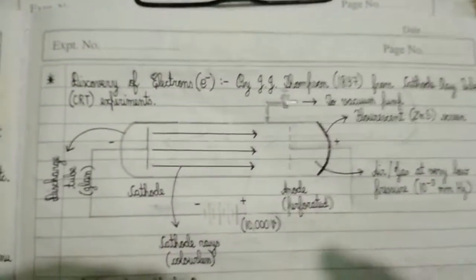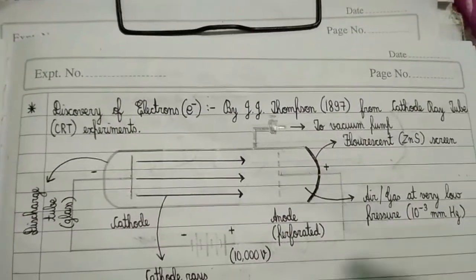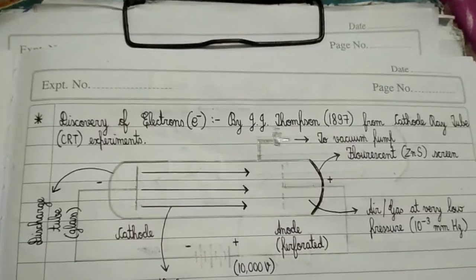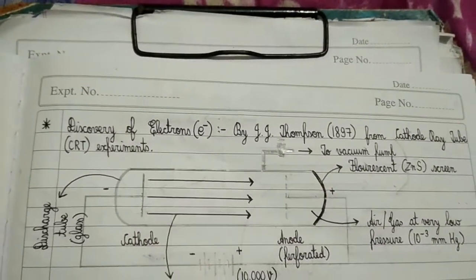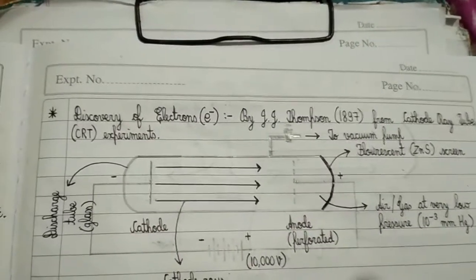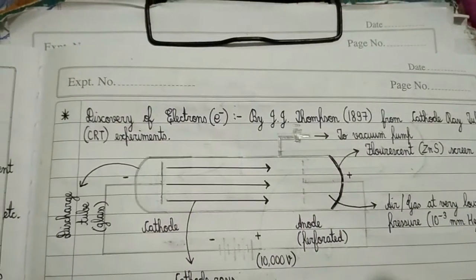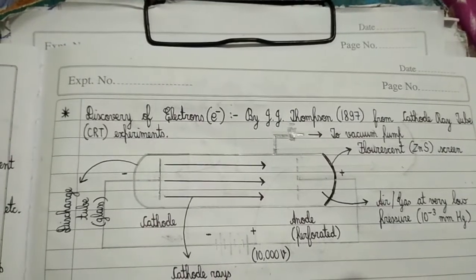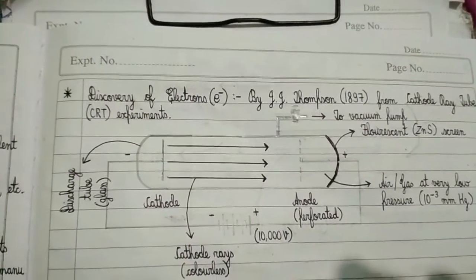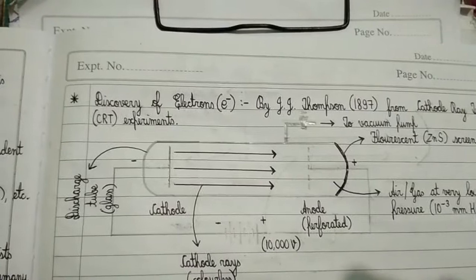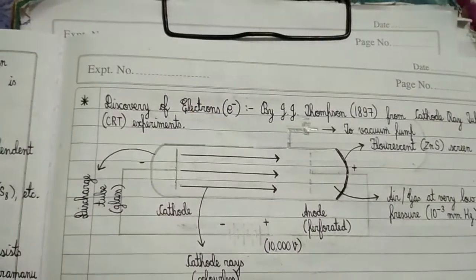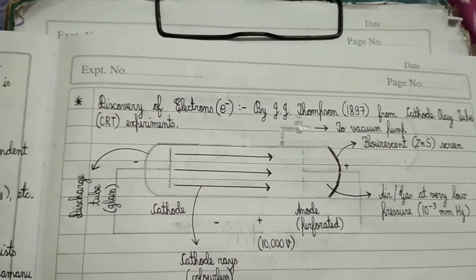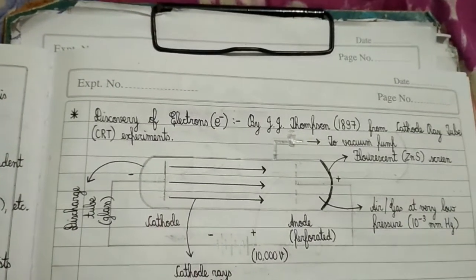Hello everyone, welcome to the second video of atomic structure, and today we will be discussing the discovery of the three fundamental particles of the atom, that is, the discovery of the electron, the discovery of the proton and the discovery of the neutron, and we will also study the properties of electrons. So let's begin.